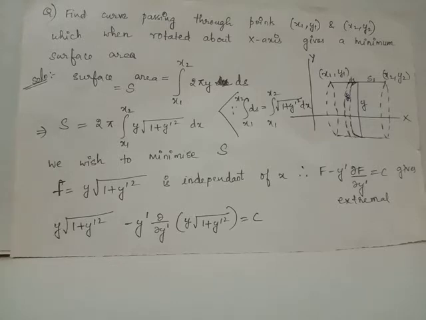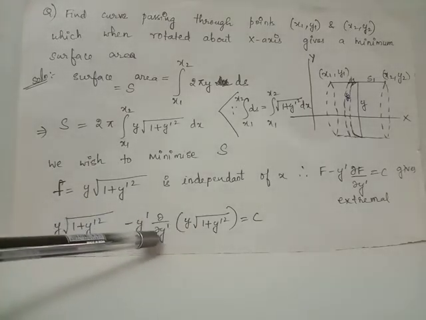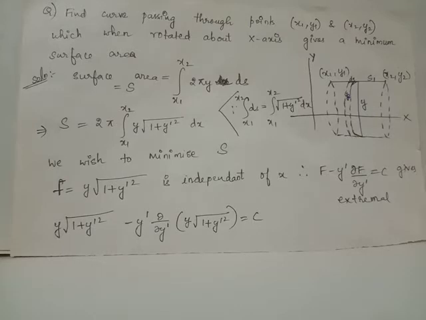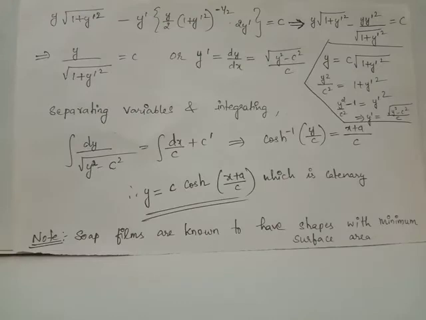When you evaluate dou F by dou y dash, that is dou by dou y dash of this expression, y will be treated as constant. Dou by dou y dash of root of 1 plus y dash square will be 1 by 2 times root of 1 plus y dash square into derivative of y dash square in the numerator. Derivative of y dash square is 2y dash. 2 and 2 get cancelled, and in the numerator we have constant y into y dash, and in the denominator we have root of 1 plus y dash square. The expression capital F minus y dash into dou F by dou y dash equals c reduces to this equation.